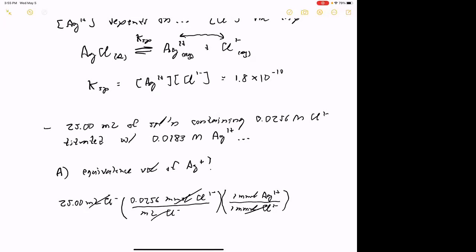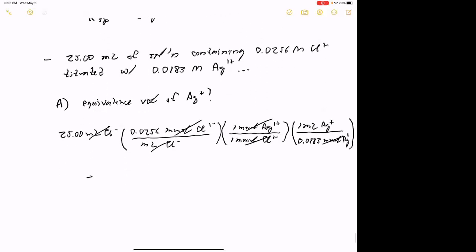And now, to get an equivalence volume, I also have to use the concentration of the other species, the silver ion. So I know that for every 1 mil of the Ag plus solution, I have a concentration of 0.0183 millimoles. And that's silver, right? Okay. So now millimoles of silver cancel with millimoles of silver. If I did this right, I'll have my milliliters of silver ion, and I get 34.97.